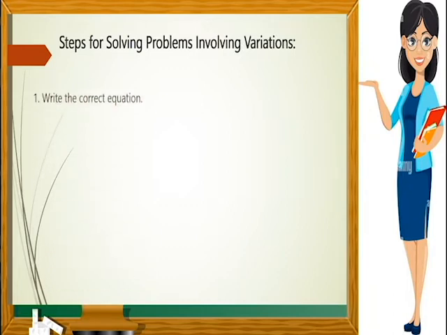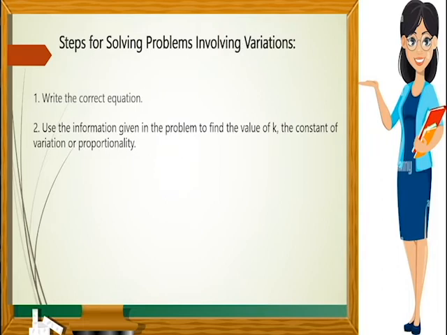First, write the correct equation. When dealing with word problems, you should consider using variables other than x and y. You should use variables that are applicable to the problem being solved. Also read the problem carefully to determine if there are any changes in the direct variation equation, such as squares, cubes, or square roots.